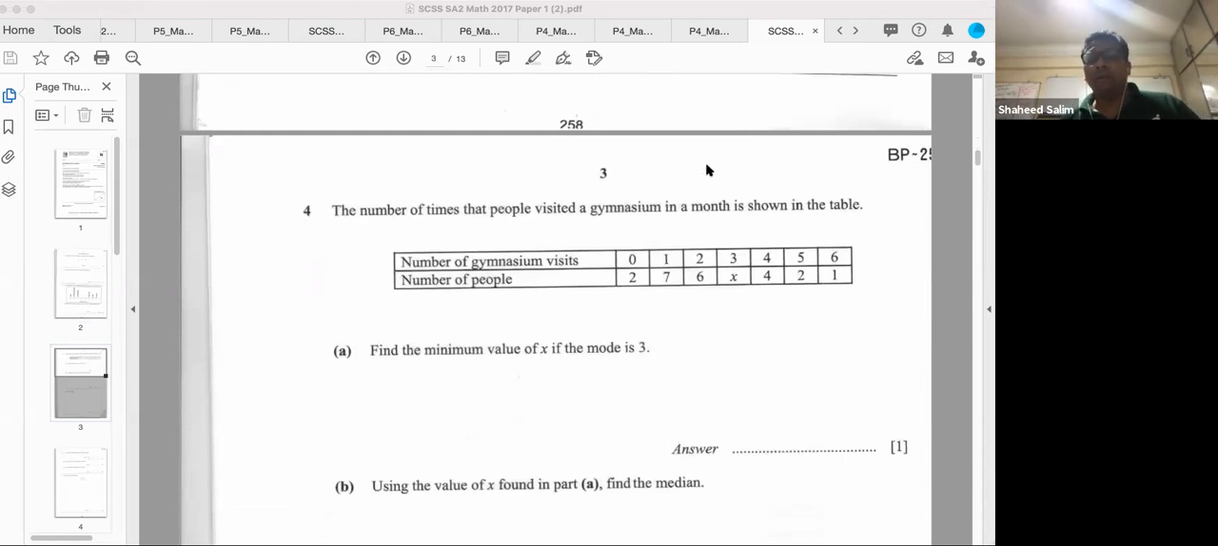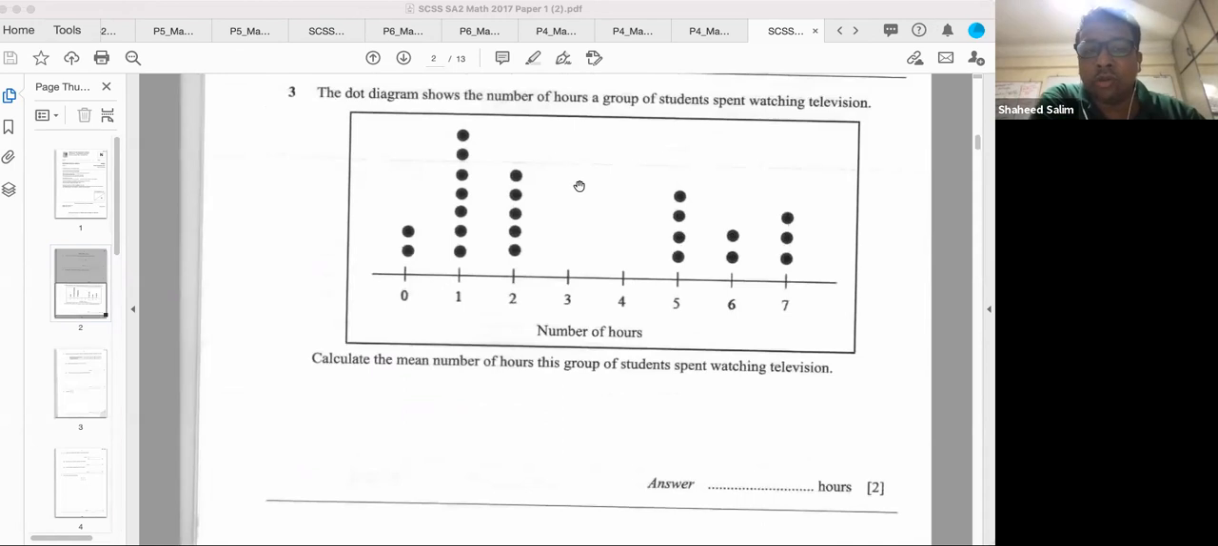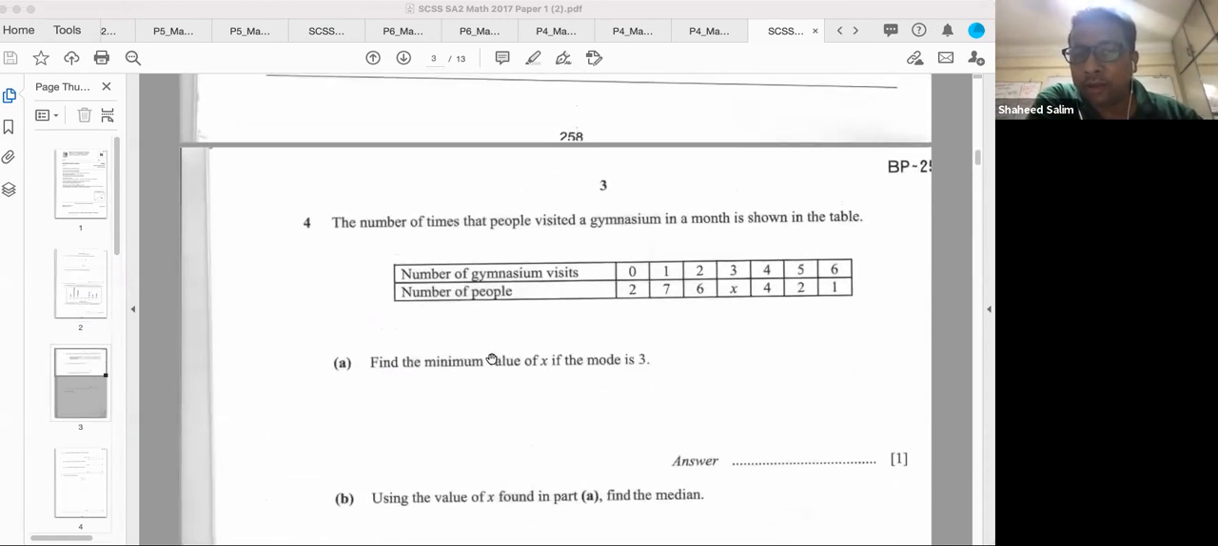Okay, now down here. Mode, remember what mode is? If I ask you what's the mode, you say number 1 hour. Correct. So now you read carefully, and they tell you the mode is 3. The mode is 3, yeah? Okay. So we go one by one.